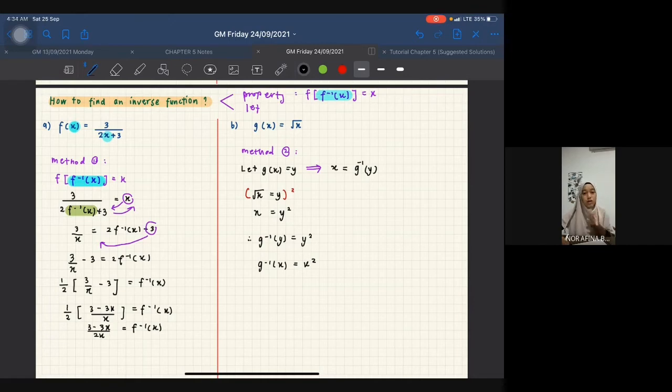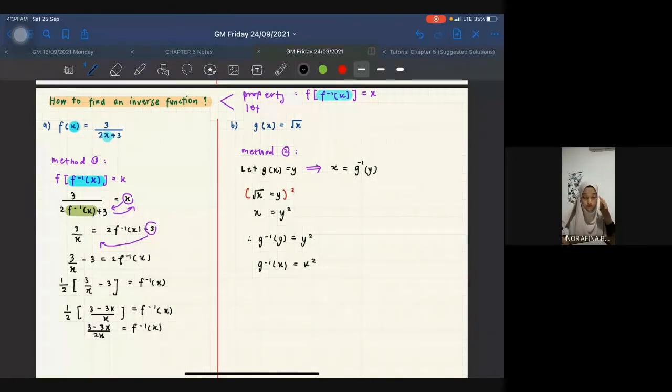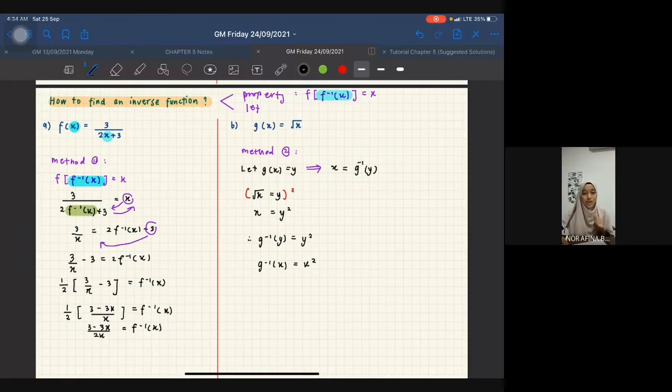Okay, so it's up to you actually which method you want to use, but make sure for each method, cara dia kena betul. You must do it steps by steps. Okay, mesti nampak jalan kerja yang clear. Okay, barulah markah penuh akan diberikan.